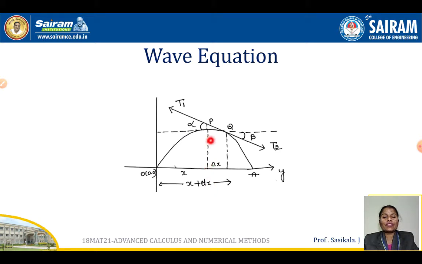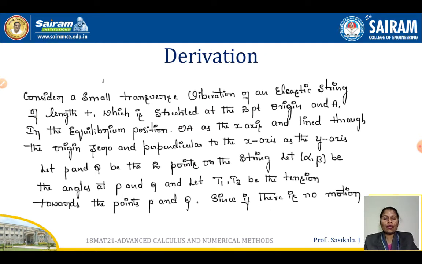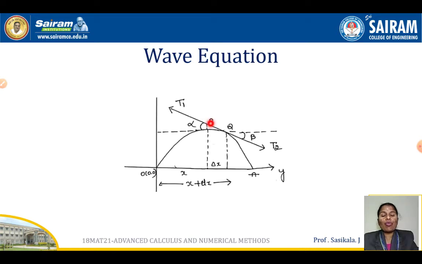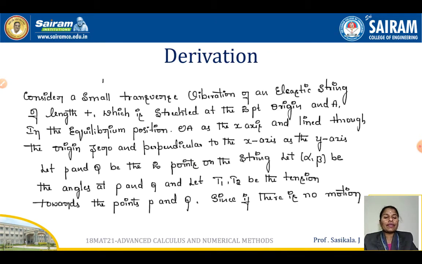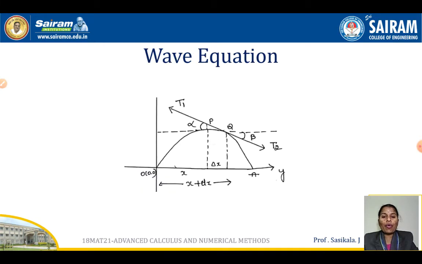These give the points P and Q on the string. Let P and Q be two points on the string, which make angles during the vibration. Let alpha and beta be the angles at P and Q, and let T1 and T2 be the tensions at the points P and Q. At P the tension is T1, and at Q it is T2.